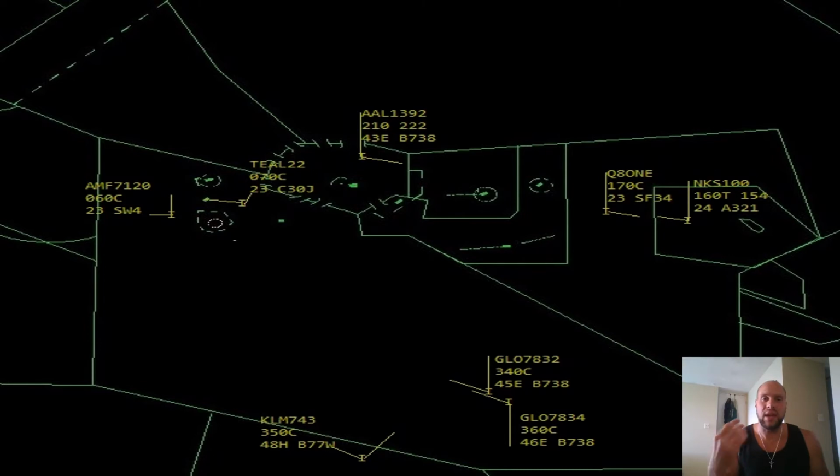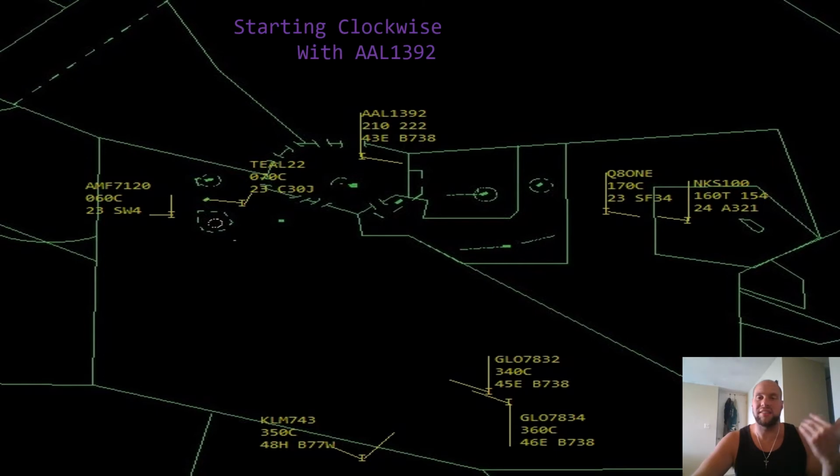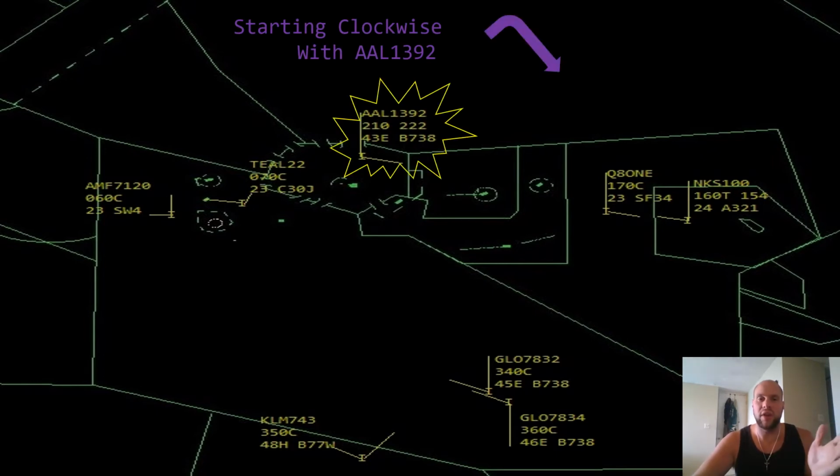But luckily, each of these targets, whether they're in pairs or singular, needs something done to them or has something pending. Now, we do not have the strips for context, but I'll provide the context because, like we said, we're focusing on the radar display and the strips are just pretend being there. So today's technique that we are presenting is starting clockwise, and in this case, starting with American 1392.